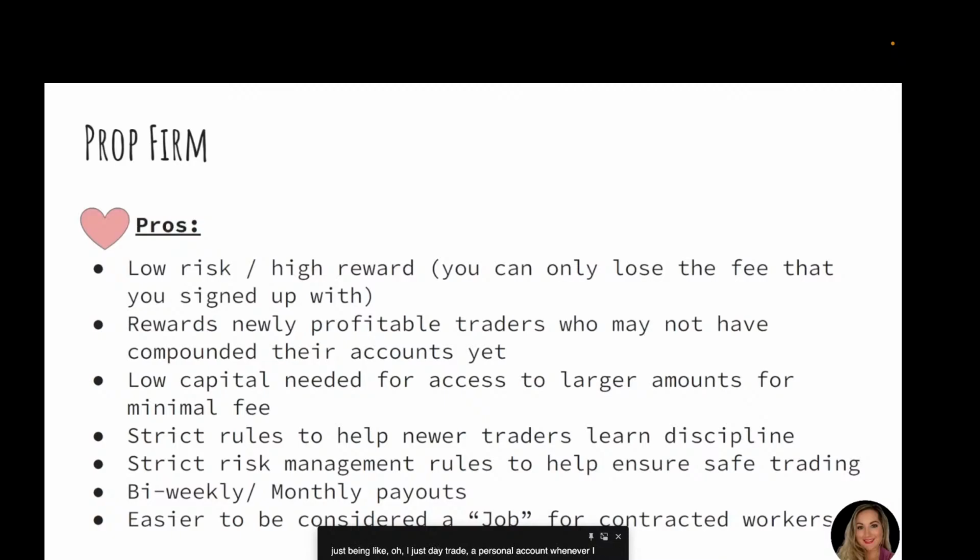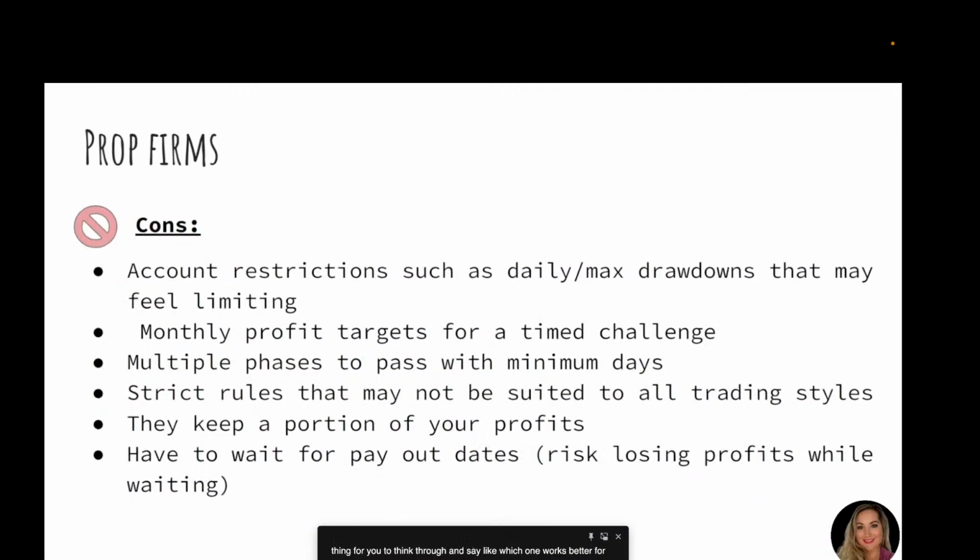Again, this is a very personal thing for you to think through and say which one works better for me to have. So the cons of trading with a prop firm. The account restrictions, such as your daily and max drawdowns, may feel really limiting depending on your trading style. Like again, if you're a very risky trader, you might only be able to get a couple of trades in before you would hit those limits, and you may miss the move that you needed. So it could feel a little bit restricting to some traders and certain styles.